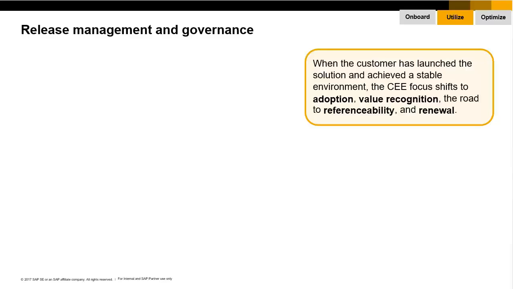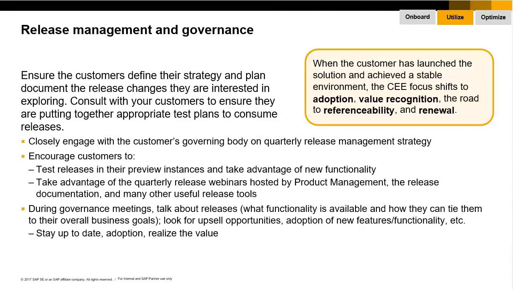Let us first look at release management and ongoing governance. Effective solution utilization and adoption begins with having effective release management and governance. Therefore, it's important that the customer has a release adoption strategy. As a trusted advisor, it is the job of the CE to ensure that the customer defines their strategy and a plan to document the release changes that they are interested in exploring. Consult with your customer to ensure that they are putting together appropriate test plans to actually consume releases. Closely engage with the customer's governing body on quarterly release management strategy.